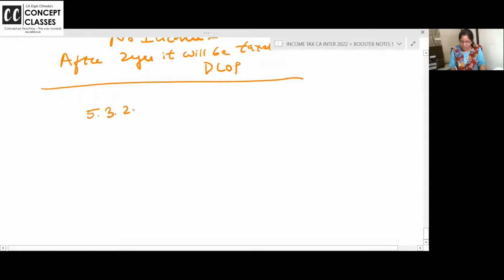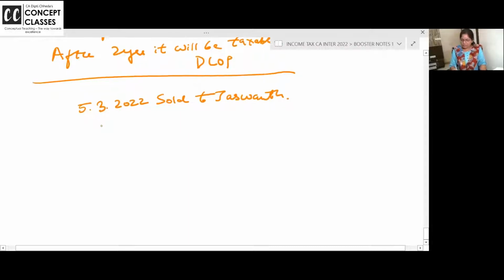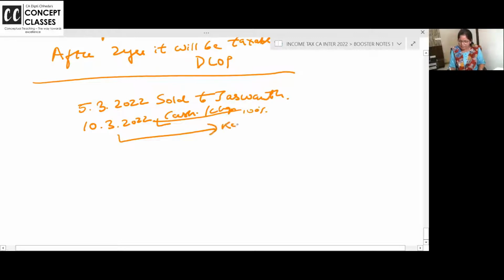5th of March 2022, I sold the property to Jaswant. Jaswant paid me cash and check. Whatever payment he had to make, he did by 10th of March. And he made me 100% payment, so I gave him the keys of the house the same day.